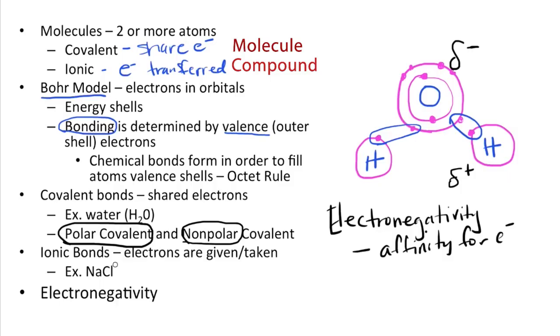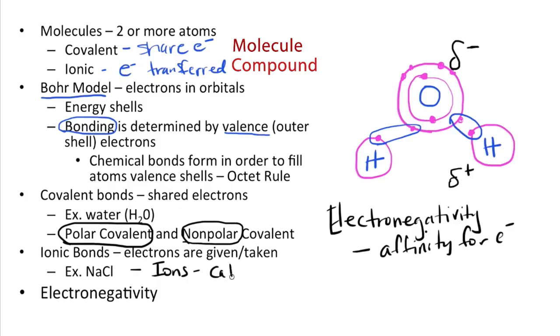Let's move on to ionic bonds. In an ionic bond, you actually have an electron or electrons that are given from one atom and taken by another atom. So there's no sharing going on here. We have a complete transfer. And when that happens, what is formed are ions.